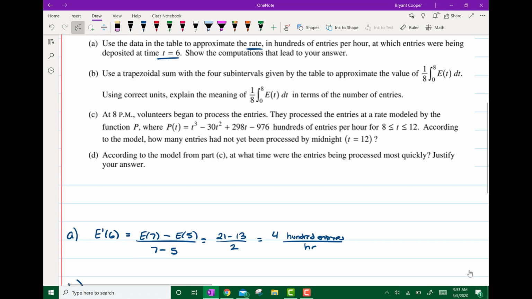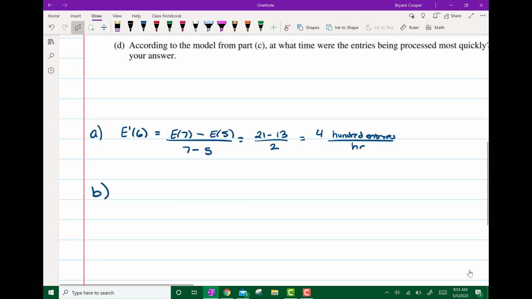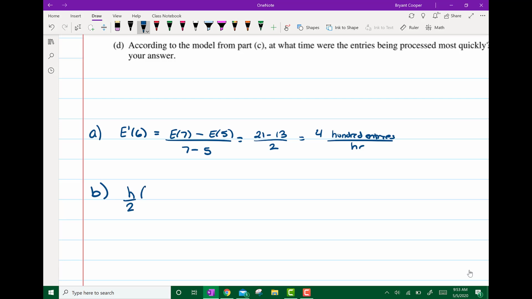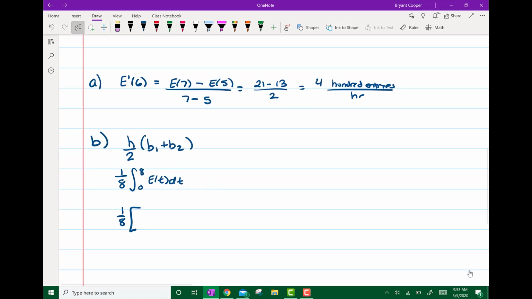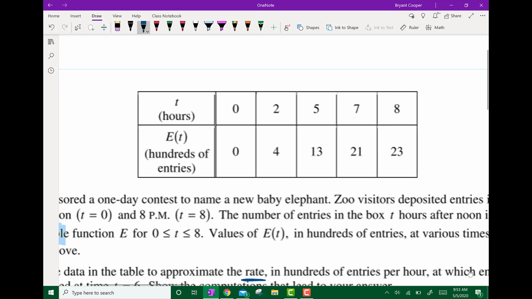Use a trapezoidal sum with 4 subintervals given by the table to approximate 1/8 integral of E of t. Using correct units, explain what this means in terms of number of entries. Okay, so trapezoidal sum, it's going to be h over 2 times b1 plus b2. That's how you're going to find the area of each trapezoid. So we want to find 1/8 integral 0 to 8 E of t dt. So it's going to be 1 over 8 times, and then to find the height, you subtract these values.